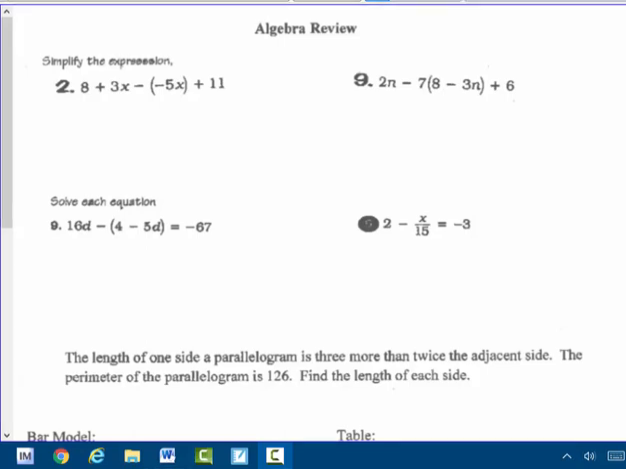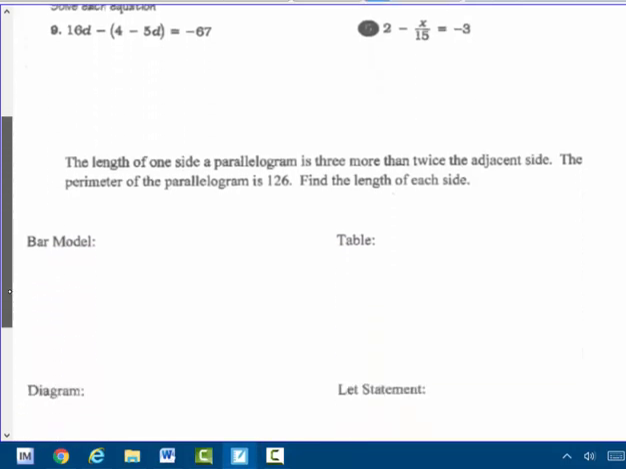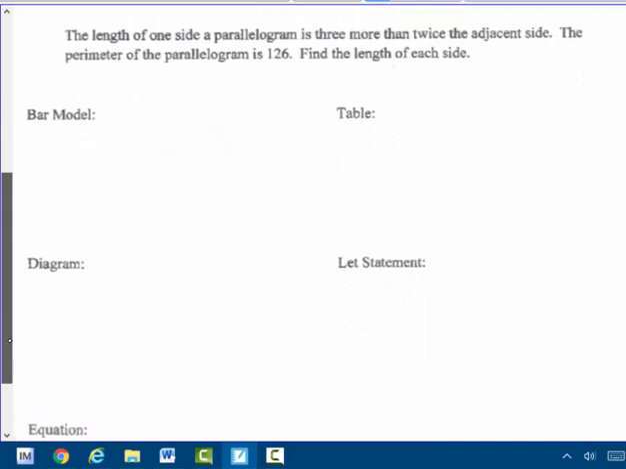Today's video can be found in your 5C packet on page 11. The top part of it is like a problem of the day, this algebra review. So do those top four on your own and we'll go over those in class. We're going back to word problems.